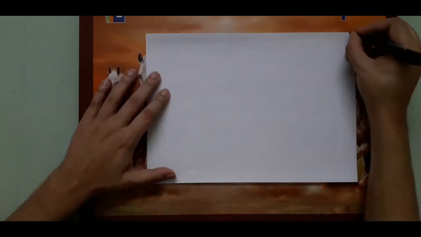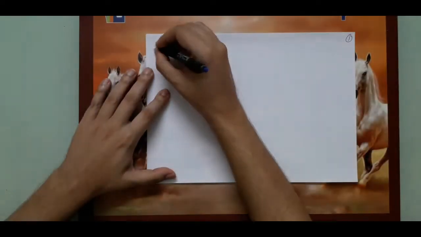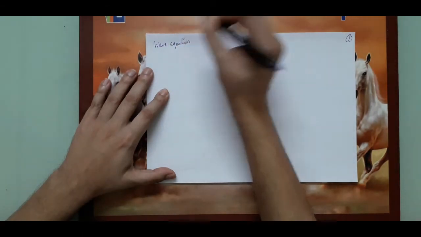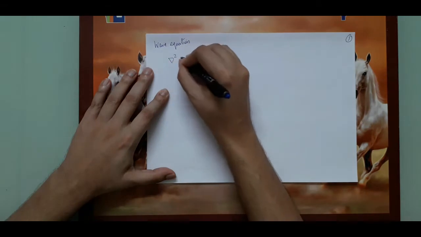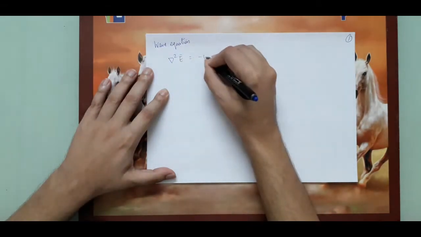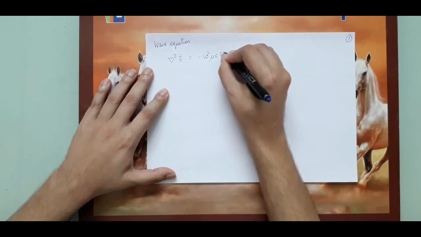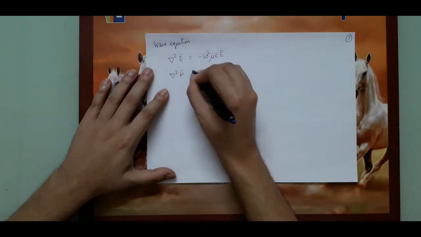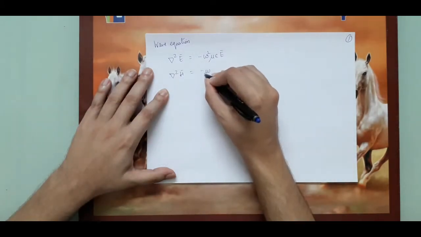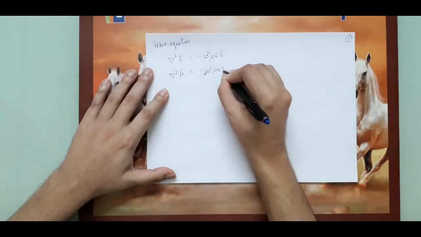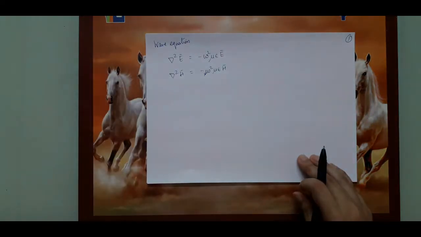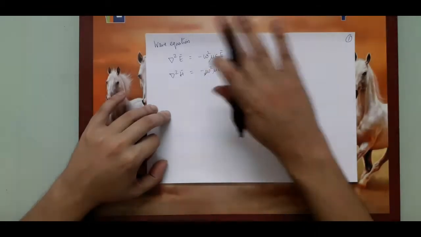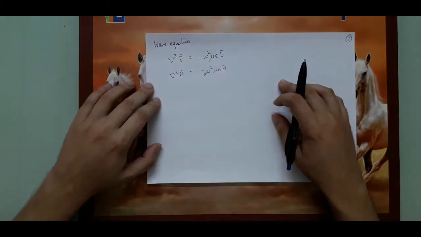So we had said that because we came up with something called the wave equation, which was this for the electric field and this for the magnetic field. We saw that the nature of these is very similar to what we get for voltage and current on a transmission line.